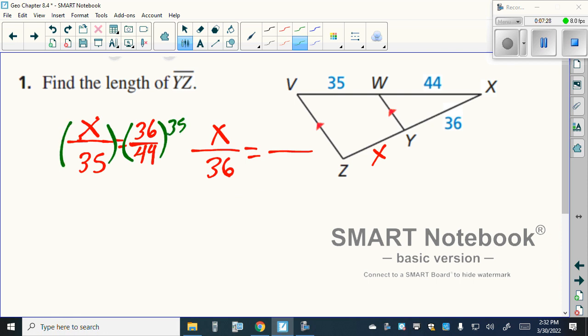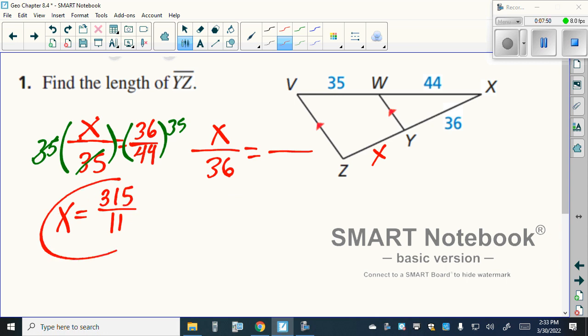Now for this one here, we would multiply both sides by 35. And the 35 and 35 would cancel. And now we just need to calculate 36 times 35 over 44. Numerator one more time. 315. Okay. So that's what we get for that value of x. So we know that that is a method that works if the other one does too.